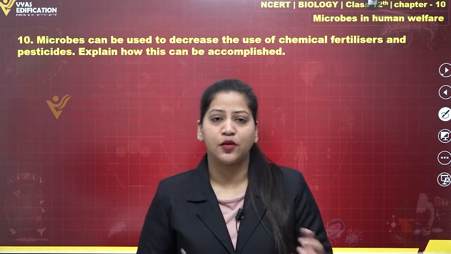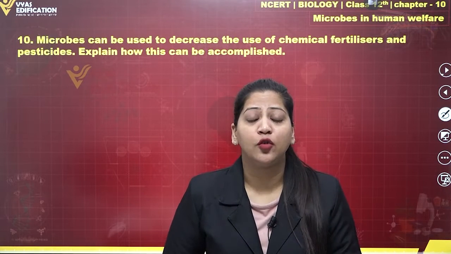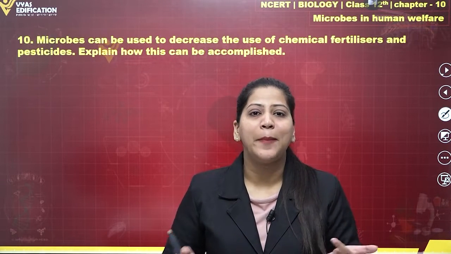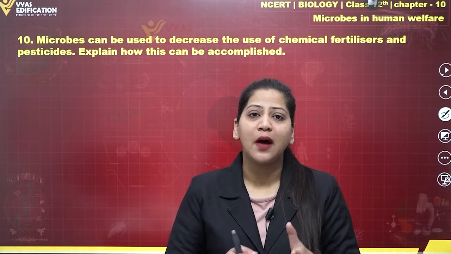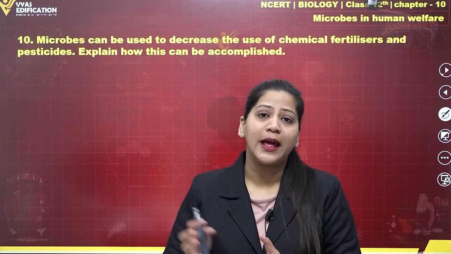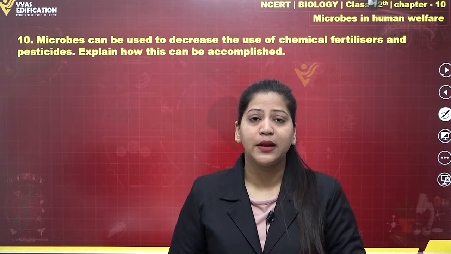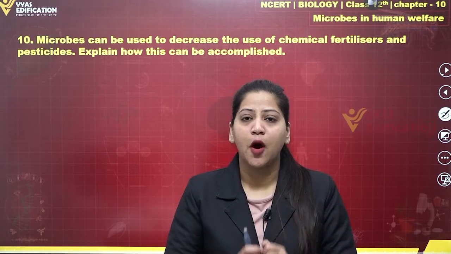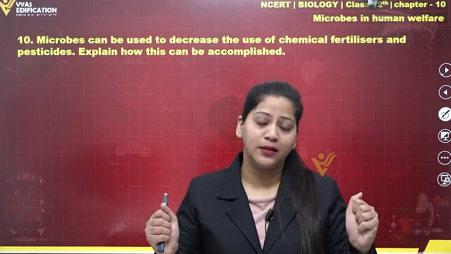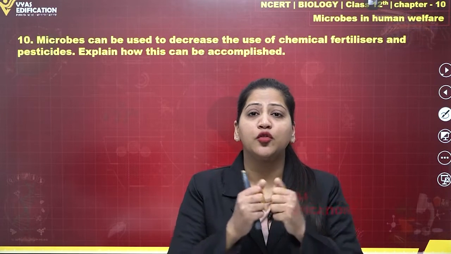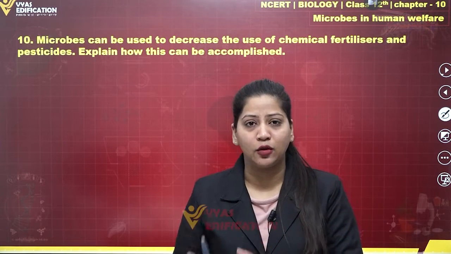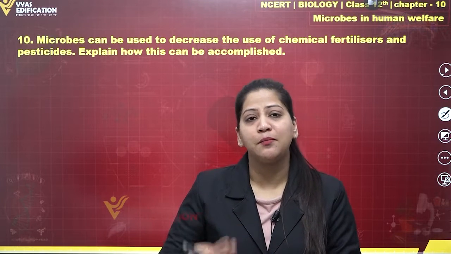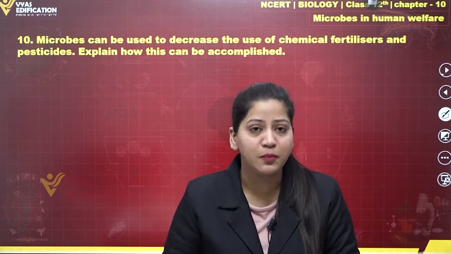Now the examples of these microbes are rhizobium. First of all, rhizobium is a bacteria which is found in the roots of leguminous plants, right? So rhizobium is a bacteria which forms nodules in the roots of a leguminous plant, and it is found in symbiotic association with the roots of a leguminous plant.